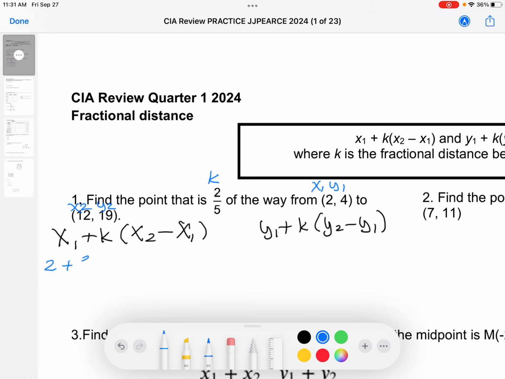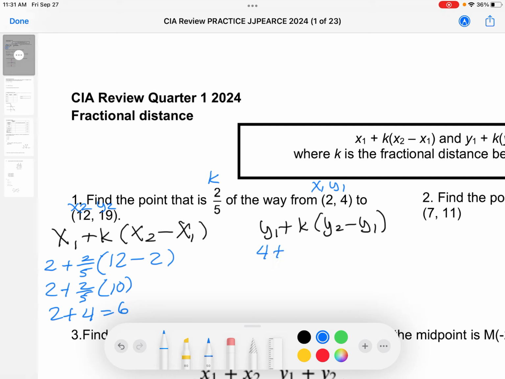So I'm going to plug everything in, x1 plus 2/5. x2 is 12 minus x1, which is 2. So 2 plus 2/5 of 10. That's going to be 2 plus 20 divided by 5 is 4, so 6.